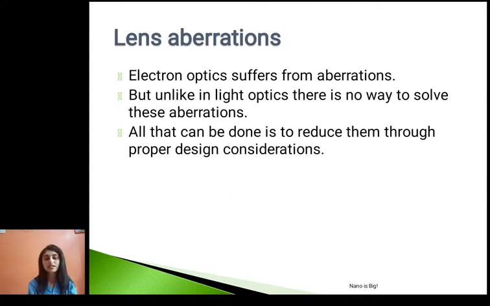Now when we are talking about electromagnetic lenses, we have to take care of the aberrations. So, lens aberration. Electron optics suffers from aberrations, but unlike in light optics, there is no way to solve these aberrations. All you can do is reduce aberrations, but you cannot make them completely zero.